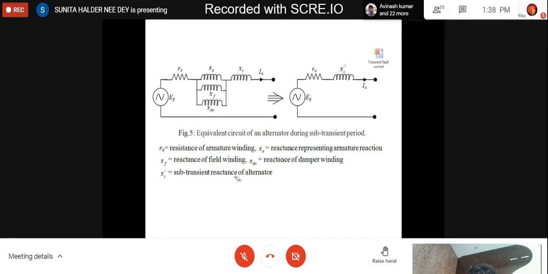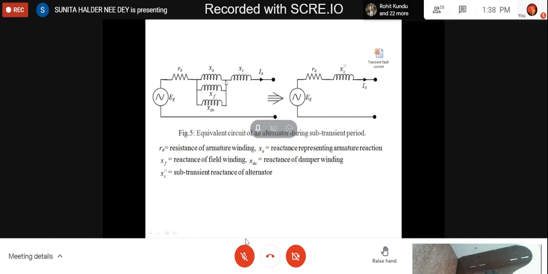Similarly, here also, when there is a subtransient condition during a fault, the alternator will behave in this way. So how can we represent the behavior? If we just write RA in series with XA and XL, that will be wrong, because during the subtransient period, the field winding and damper winding come into action and reduce the armature reaction flux. So overall, this parallel combination will be less than XA.